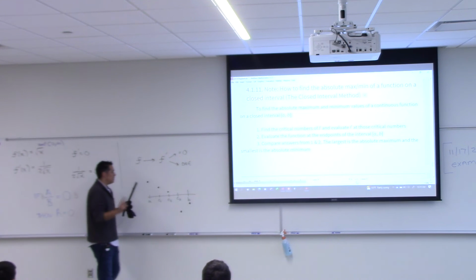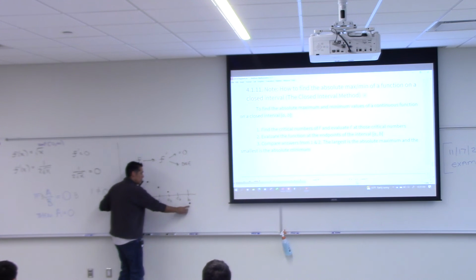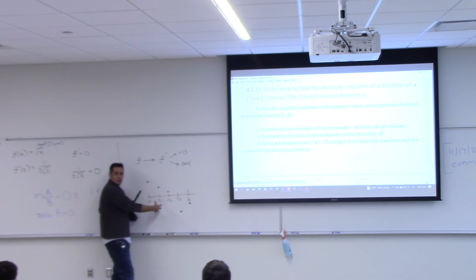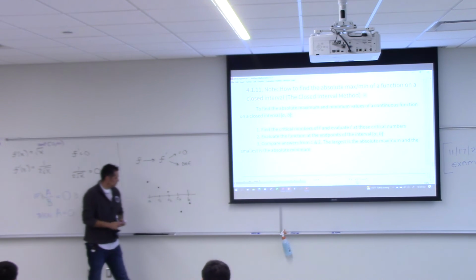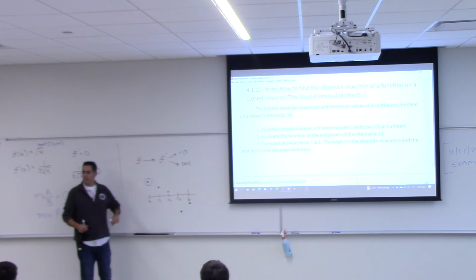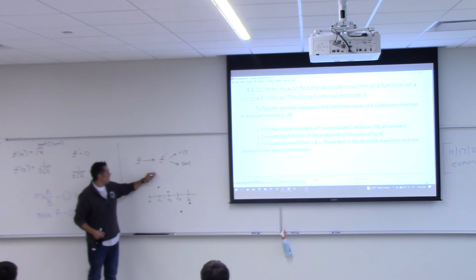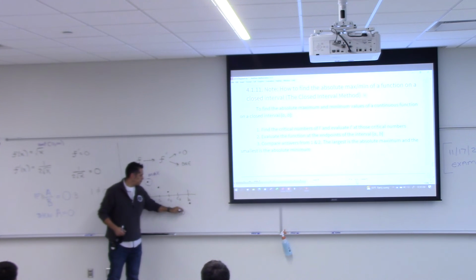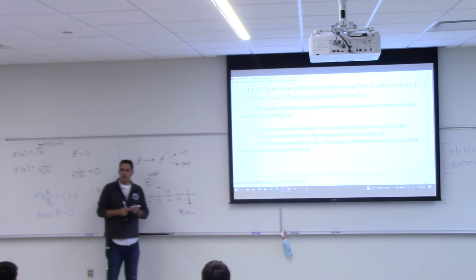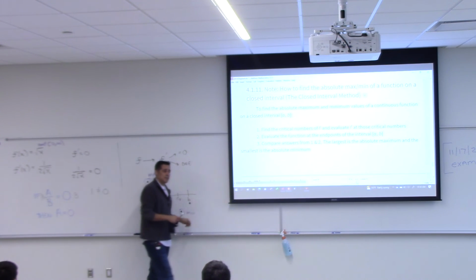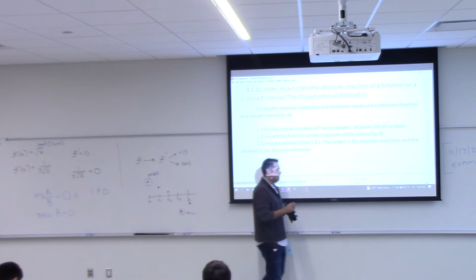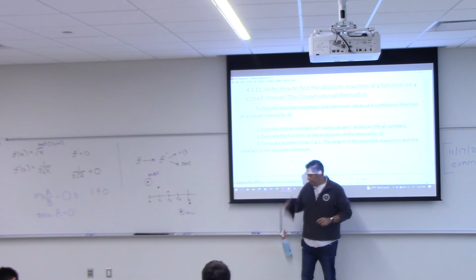The absolute max or min is either going to occur at the endpoints or at one of the critical numbers. So can you all see where the absolute max would be here? It'd be this one, right? That'd be your max. And then the minimum would be this point.